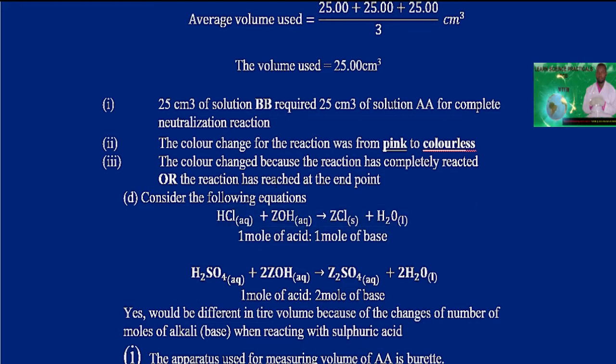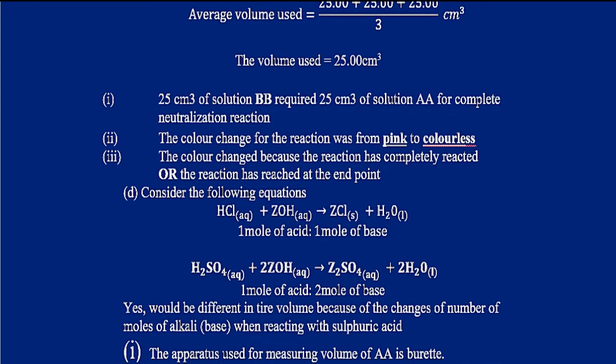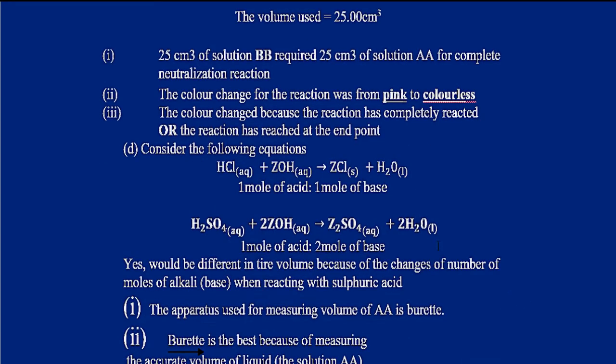There is a question: what will happen when you use sulfuric acid? How are you supposed to calculate it? First, you are supposed to balance the equation between hydrochloric acid and the hydroxide. Then you balance sulfuric acid and the hydroxide. Then you will see the molar ratio. Here it is 1 to 1. Moles of base is 1, moles of acid is 2. In this other reaction, it means 1 mole of acid to 2 moles of base. So there is a change.